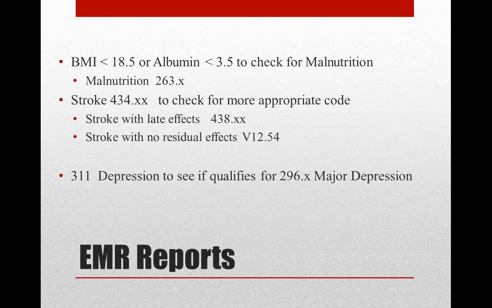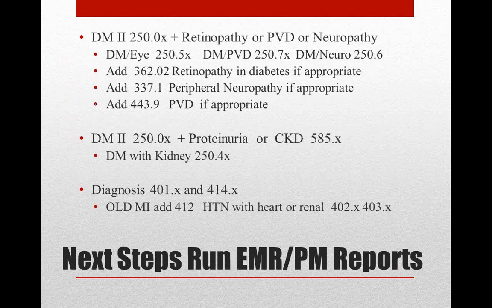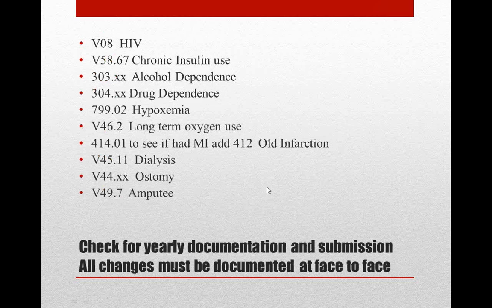Some other easy screens to look for: your BMIs less than 18, using that stroke code, and using the depression code. Again, you can't change the diagnosis except at a face-to-face if it meets the criteria, so you need to have that criteria. And for diabetes, just some more examples of reports to run: the 250.0 code, and then you run for some of the manifestation codes that could be attributed to diabetes. And the old MI, the 414.1, you want to run that and make sure that if they've had an old MI, you have 412 in there.